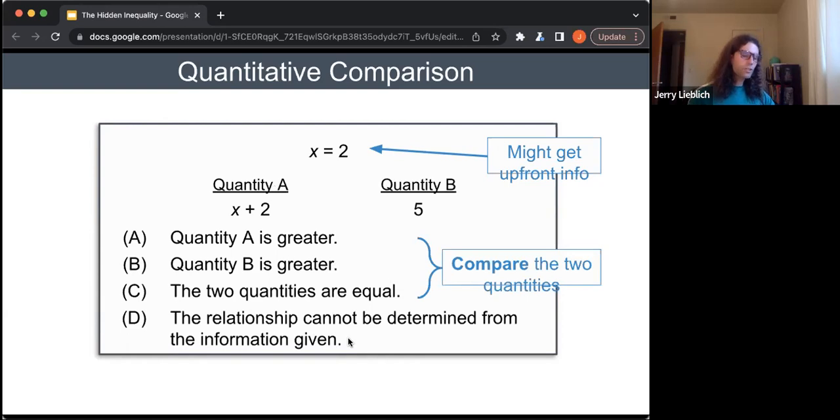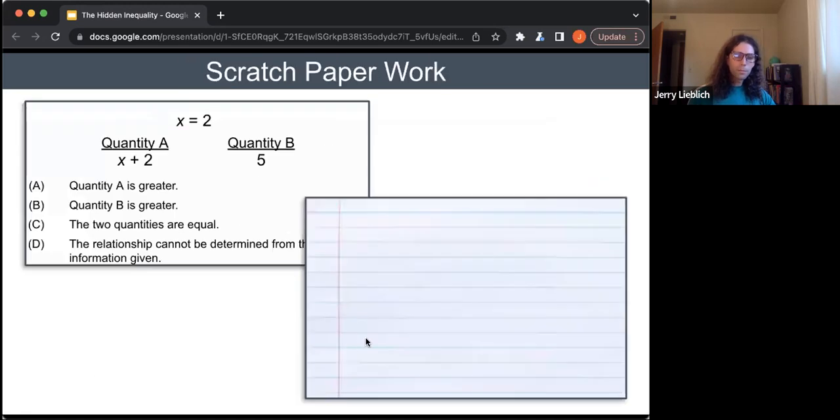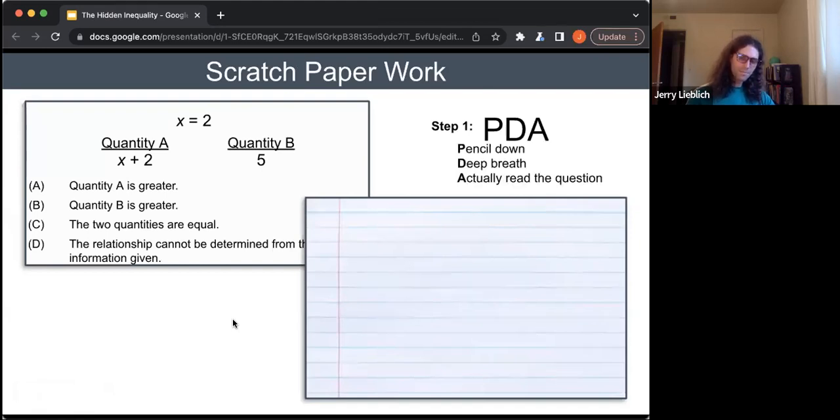In a second, we're going to try one. And from that, I'm going to build out some of the foundational strategy that we're then going to move into this particular technique today. But before we try that, I want to give you the advice that I give all of my students of how to begin a problem. Any problem, quant or verbal. Start with 3 things. PDA, like what you're not supposed to do in high school. Put your pencil down, take a deep breath, and actually read the question.